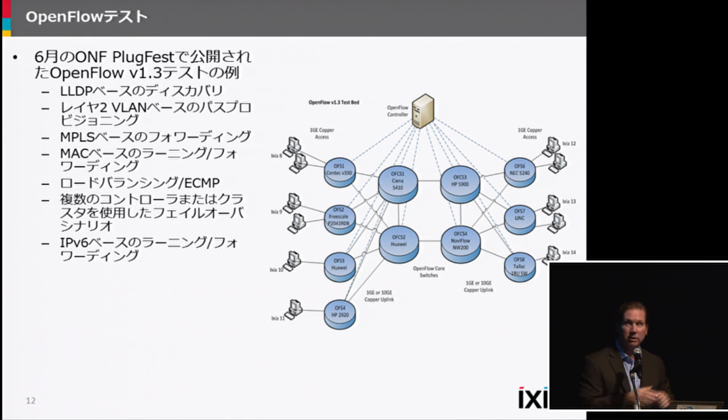In this case, to discover the topology, you can either use a topology discovery like LLDP, or you can talk to a database. So far in the PlugFest, we've not used a database, we've always tested discovery. So we run LLDP discovery to discover the network. We test things like layer 2 path provisioning, layer 2 learning via MAC address learning, and equal cost multipathing. And we moved on to version 1.3 features like testing MPLS, testing IPv6, trying to test multi-table implementations.